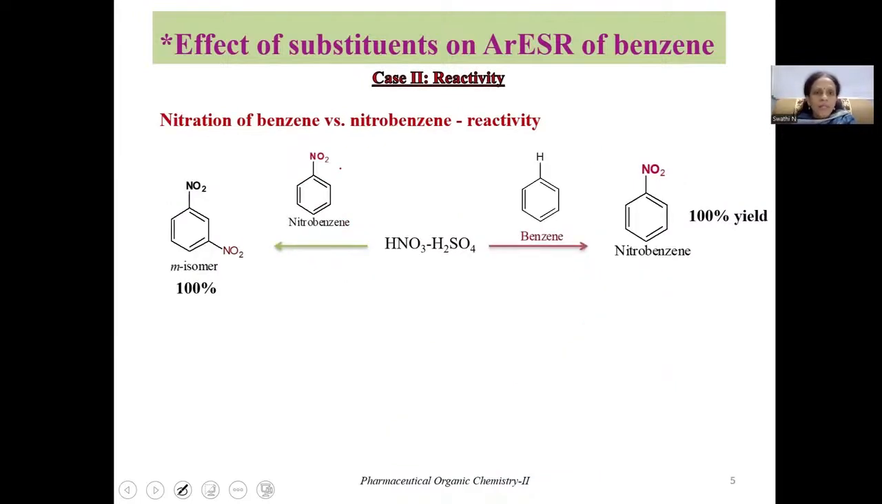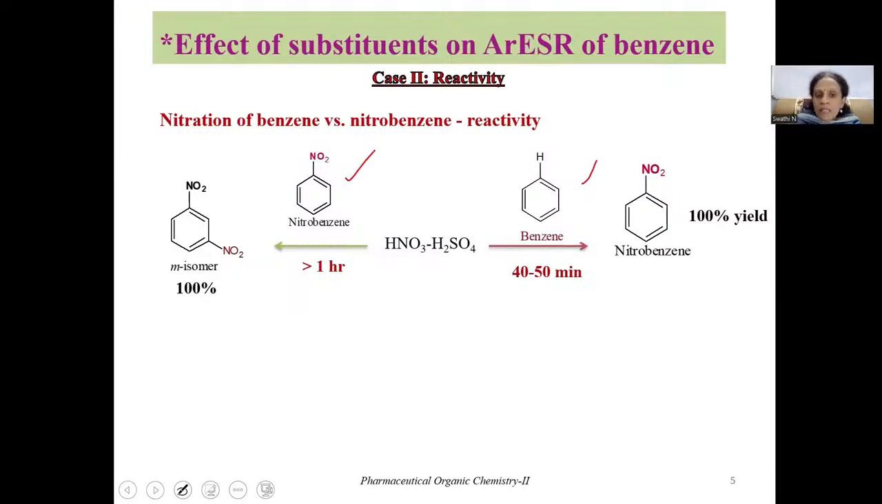Now, the second example is nitration of benzene versus nitrobenzene. When we perform nitration for benzene, it gives nitrobenzene in 100% yield. When the same nitration reaction is performed for nitrobenzene, there is formation of 100% of the corresponding meta-isomer as the product. Now, if you look at the rate of reactivity of these two reactions, benzene takes 40 to 50 minutes to give the corresponding nitrobenzene, while the same reaction for nitrobenzene takes more than 1 hour to give the corresponding meta-isomer.